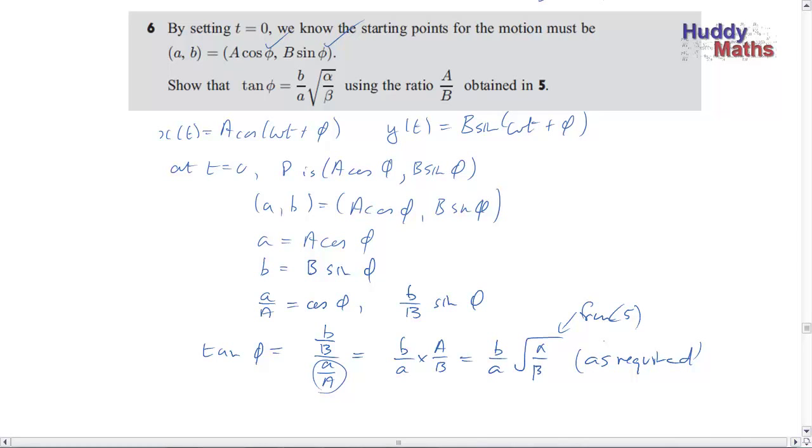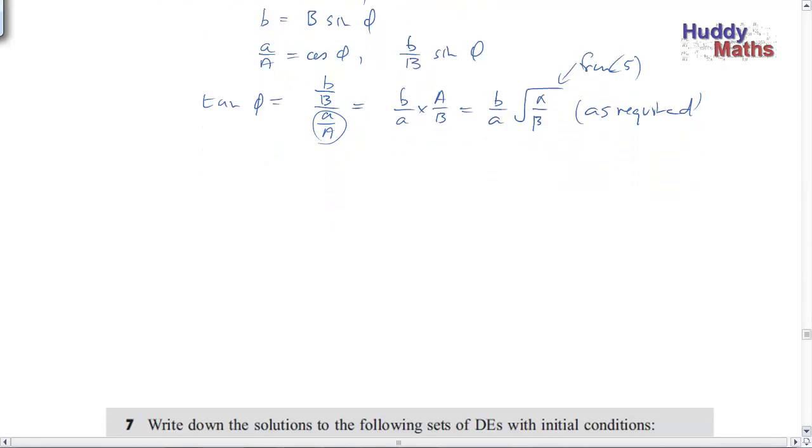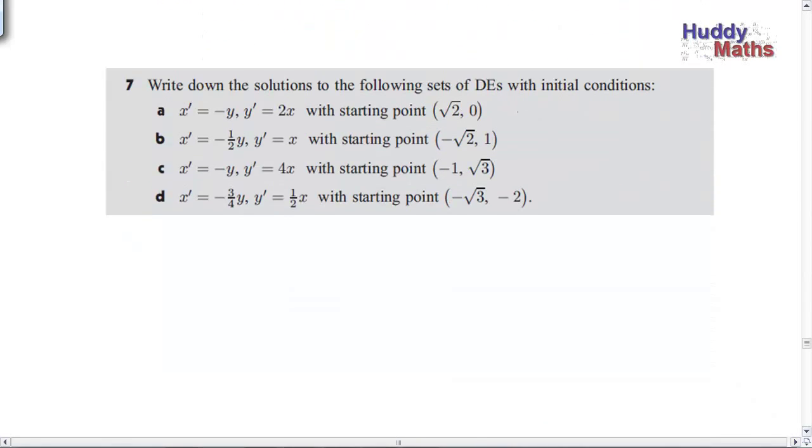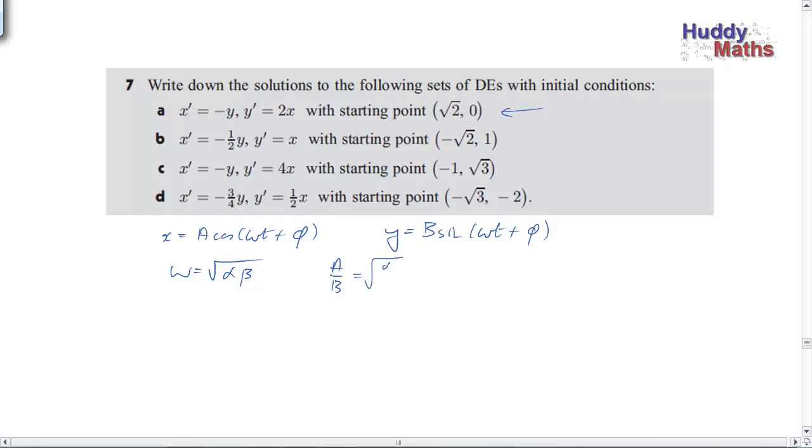Let's have a look then at how we can use this. In 7, let's do the first one. I'll leave you to do the others there. So what we're going to say in this case is we know the solution is, from what we've done, B sin(omega t plus phi), and we've got to find all the values we need here using what we've established. Now, where do we start? Well, we know omega is the square root of alpha times beta, and we know that A over B is the root of alpha on beta. Okay, so can we work out omega?